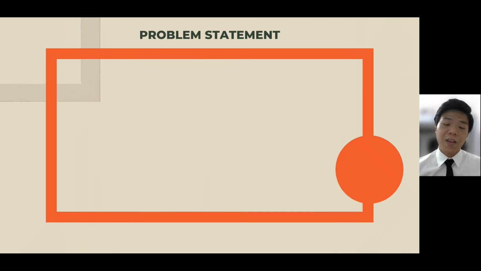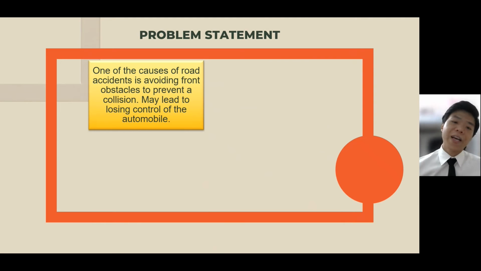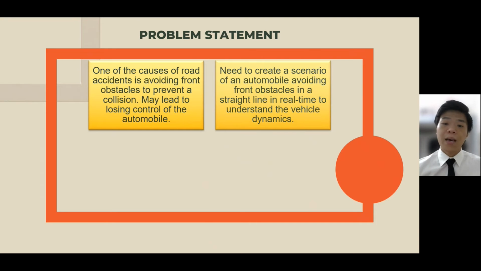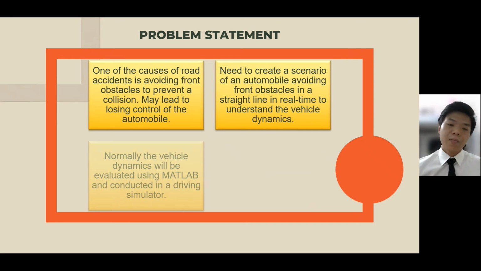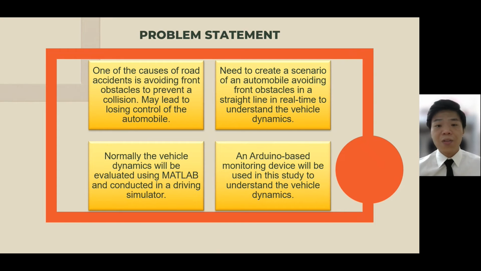For the problem statement of this research, so one of the causes of road accidents is avoiding front obstacles to prevent a collision. So it may lead to losing control of the automobile, such as the rollover may happen. And so there's a need to create a scenario of an automobile avoiding front obstacles in a straight line in real time to understand the vehicle dynamics. But normally, the vehicle dynamics in this scenario will be evaluated using MATLAB and conducted in a driving simulator. So in this research, an Arduino-based monitoring device will be used to understand the vehicle dynamics.